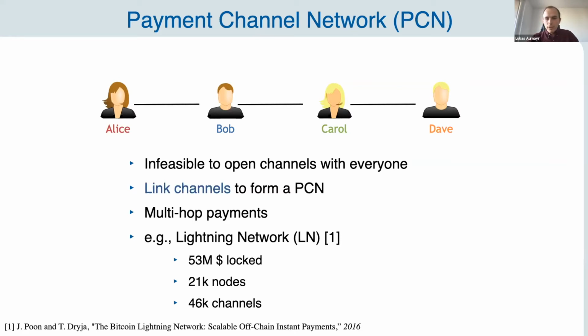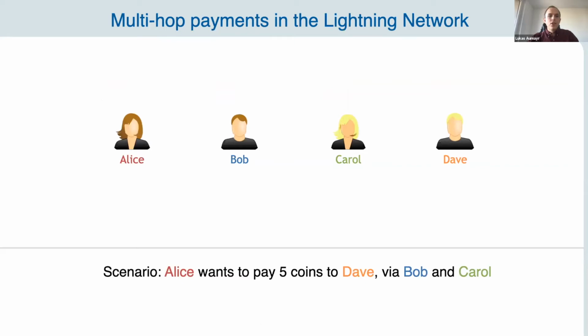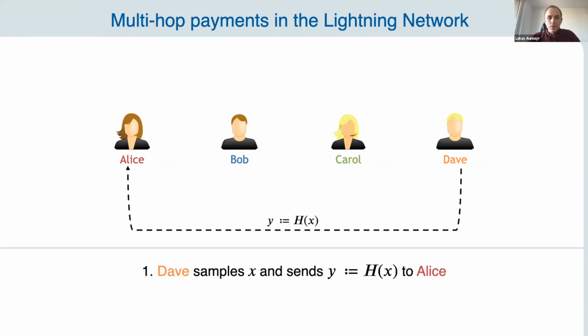And now let me briefly go over how the payments currently work in the Lightning Network. So assume the following scenario. We have Alice who wants to pay 5 coins to Dave via Bob and Carol. So there's a channel between Alice and Bob, between Bob and Carol, and between Carol and Dave. So what they do is they go ahead and Dave samples a random pre-image X and sends Y, which is the hash of X, to Alice.